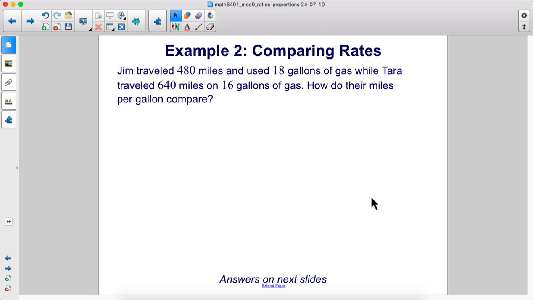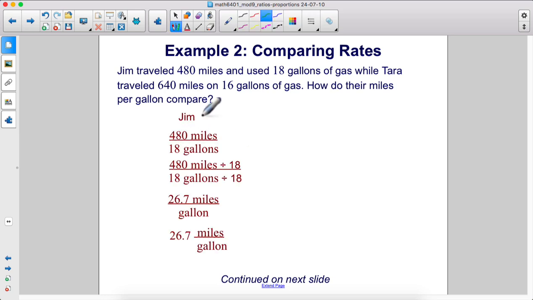Jim traveled 480 miles and used 18 gallons of gas, while Tara traveled 640 miles on 16 gallons of gas. How do their miles per gallon compare? First, we calculate Jim's miles per gallon. So 480 miles per 18 gallons. Well, we want the denominator to be 1. So we're going to divide top and bottom by 18. That gives us 26.7 miles per gallon.